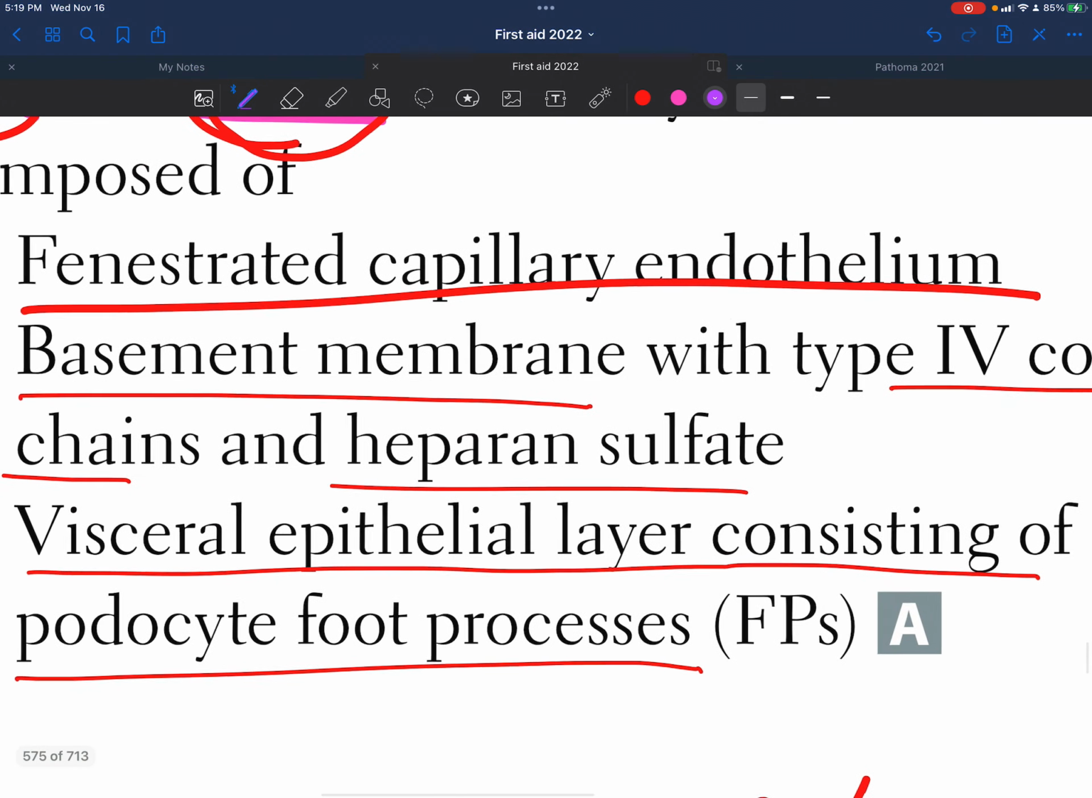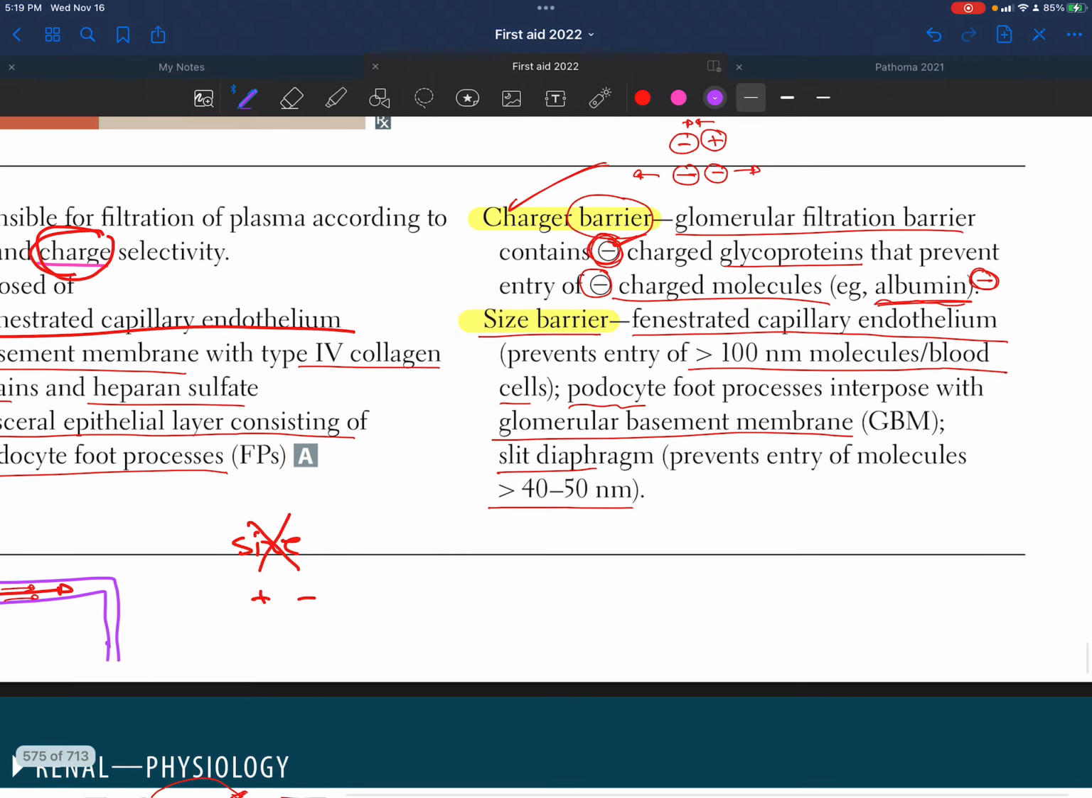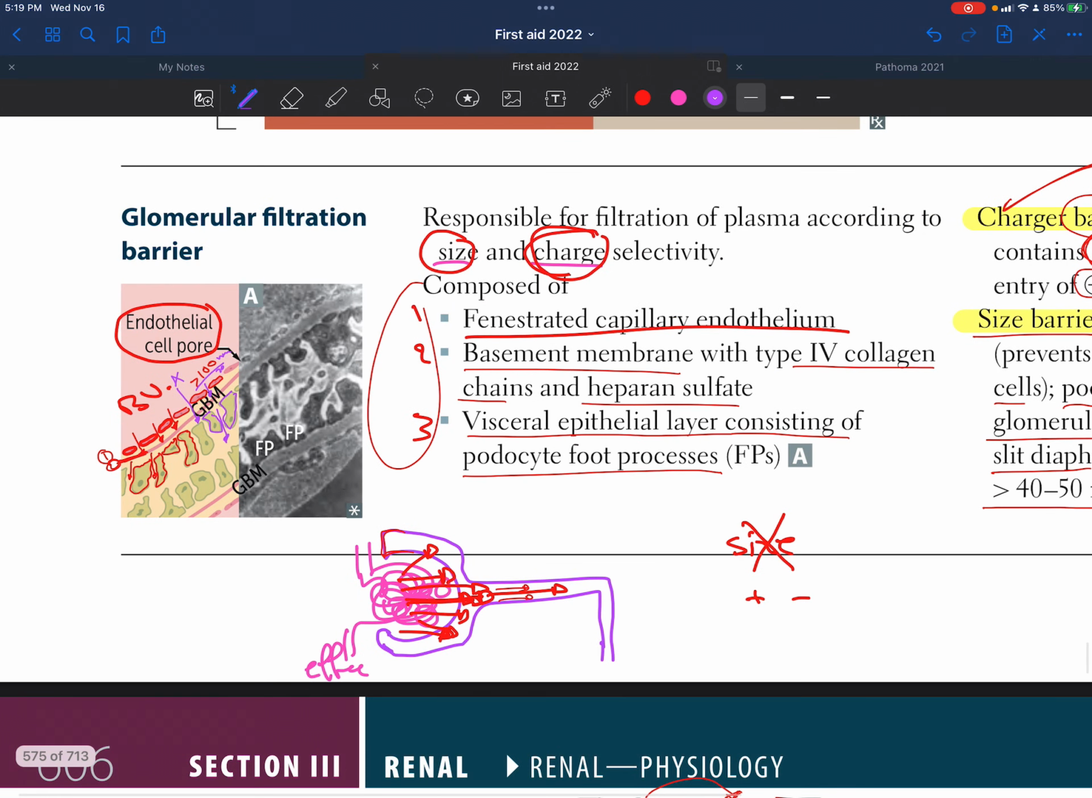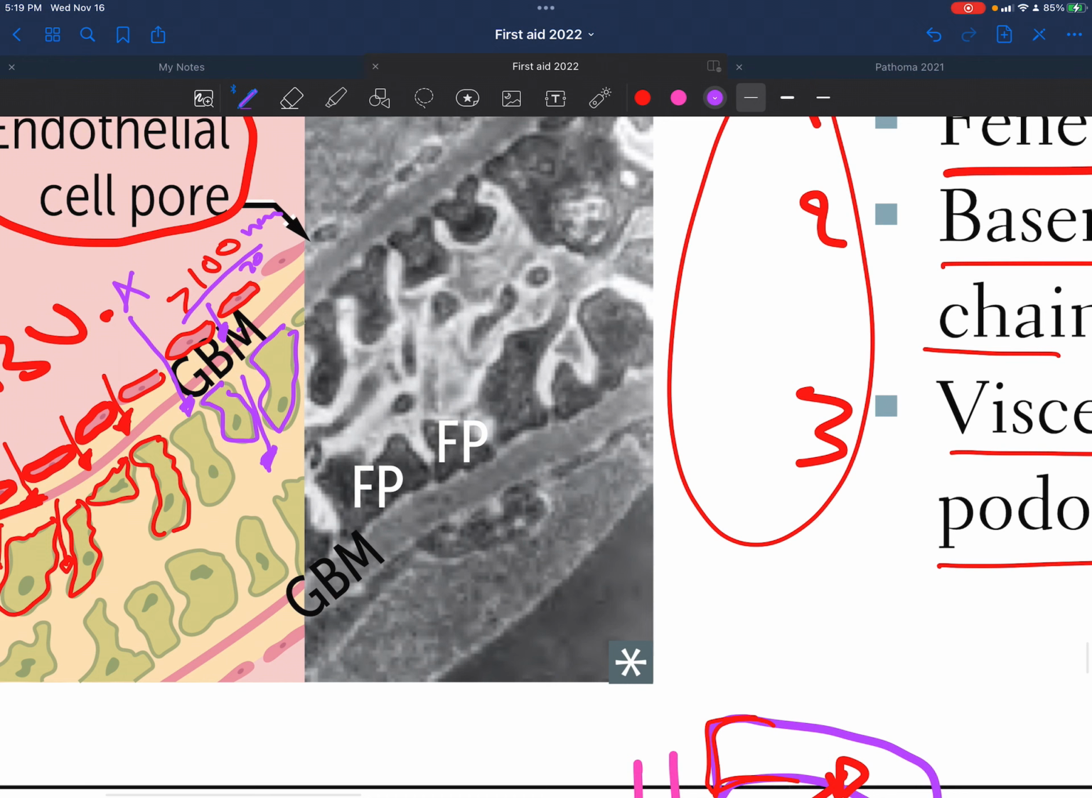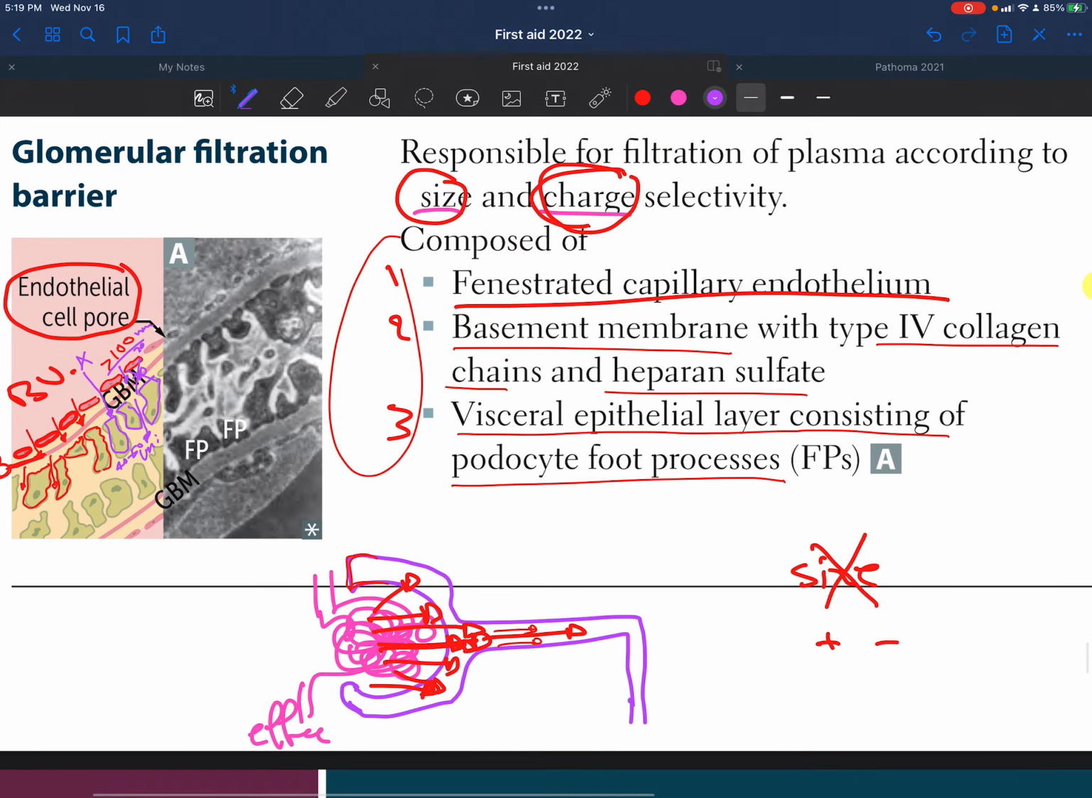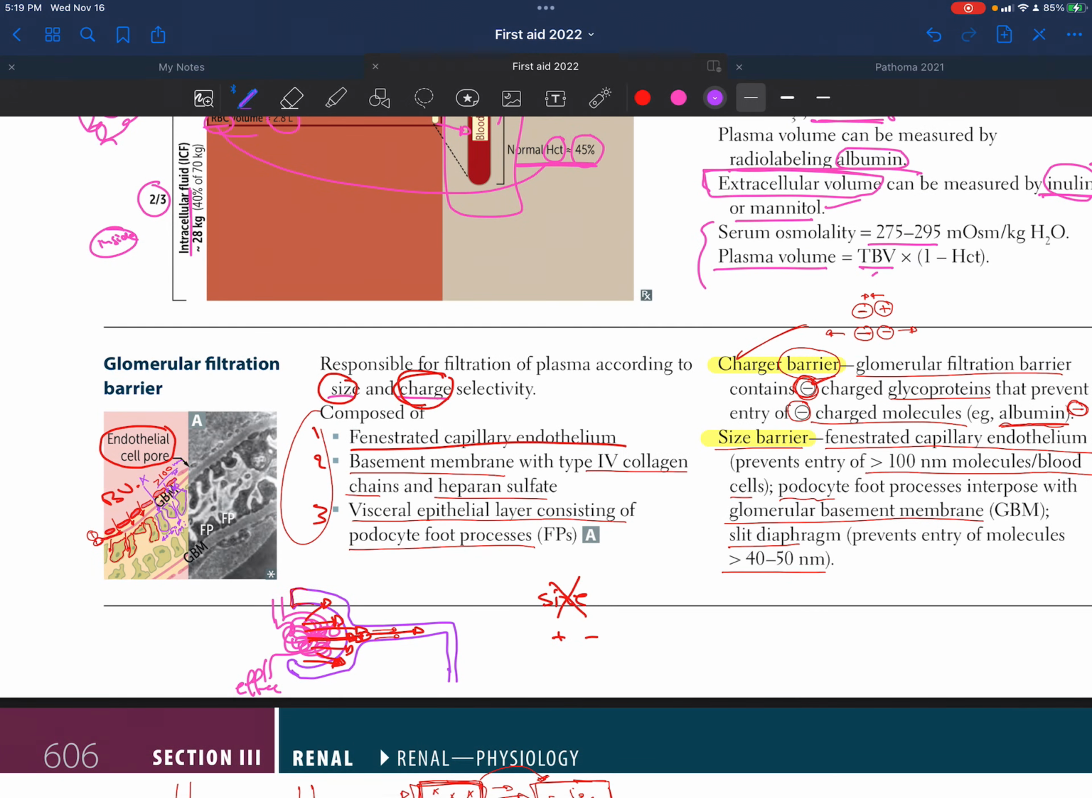Is it from 40 to 50, or is it more than that? So if it's 70, it was allowed first, but here it will not be allowed anymore. It won't go into the urine because these slits between each podocyte and the other only allow molecules sized between 40 to 50 nanometers. That's it for the glomerular filtration rate.